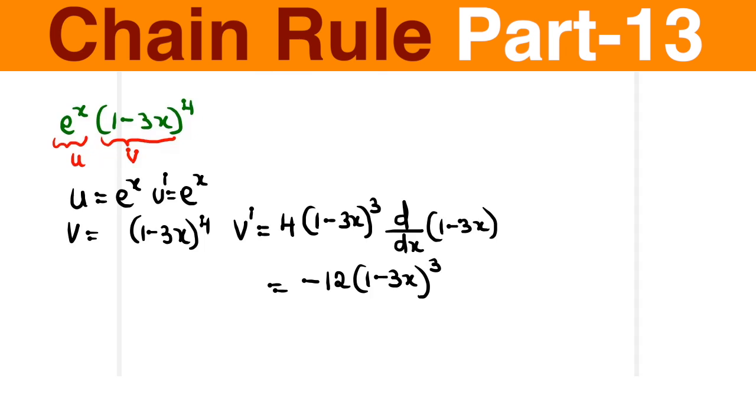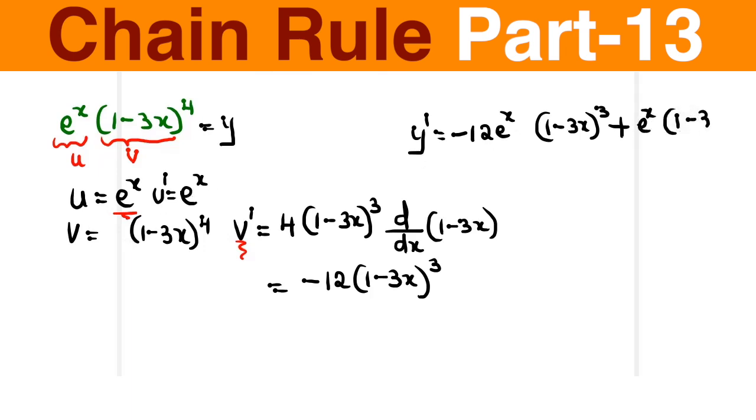Now you have got the u's and the v's, the u dash and the v dash. Let's write the final differentiation. So if I treat this input function as y, then y dash is equal to u v dash, which means minus 12 e power x (1 minus 3x) the whole cube. I have taken the u, which is the e power x, and multiplied with v dash. Next I have to add the next term, which is v u dash. So this is going to be another e power x (1 minus 3x) the whole power 4.